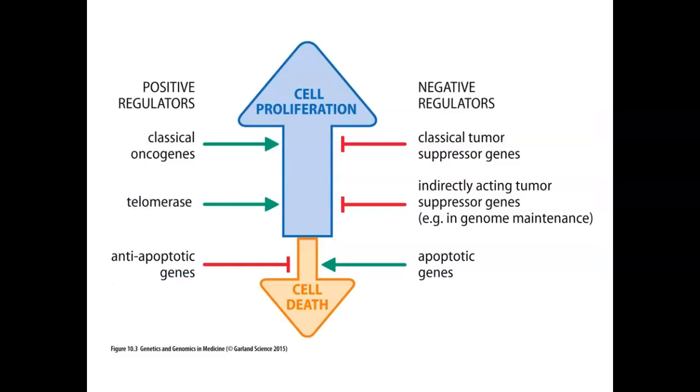This is a pretty cool picture from your book, and just to tell you what this means, this is really talking about different regulators that can either increase or decrease cellular division. You can see here anything with a green arrow is going to increase cell division. Things in red will decrease it. So you can see here an apoptotic gene, such as P53 that you may have heard of, a tumor suppressor protein. This would definitely be one that would stop cell growth.